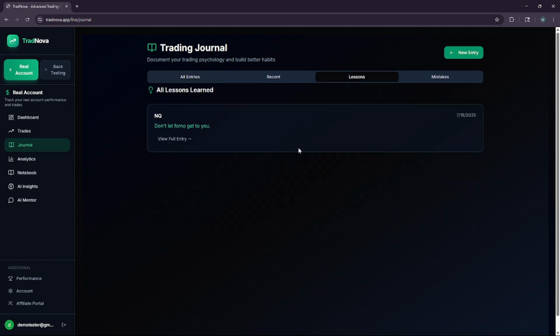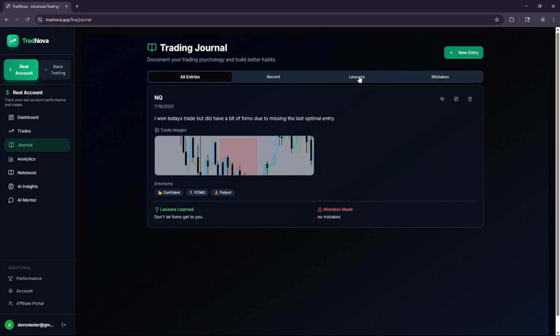Now it shows all the lessons you've learned from throughout all your trades and the mistakes. It'll put all of it in these two. You can see here, but if you want to see like a more simplified version, that's there.